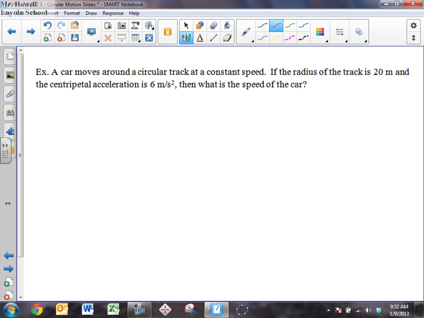Let's begin by taking a look where we left off yesterday. Okay, so we'll start with this last example. We quickly listed the formula, and that's the last part we got to. Okay, that's where we left off. And the problem asks us, when a car is moving around a circular track, we're told that the radius of the track is 20 meters, and the centripetal acceleration is 6 meters per second squared. Simply find the speed of the car.